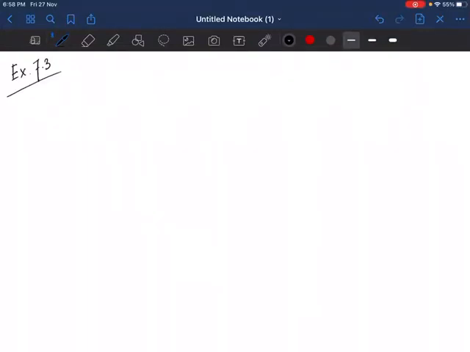So what we have in here is exercise 7.3. So let's start with question number 1. Question number 1 says, how many 3 digit numbers can be formed by using the digits 1 to 9 if no digit is repeated?